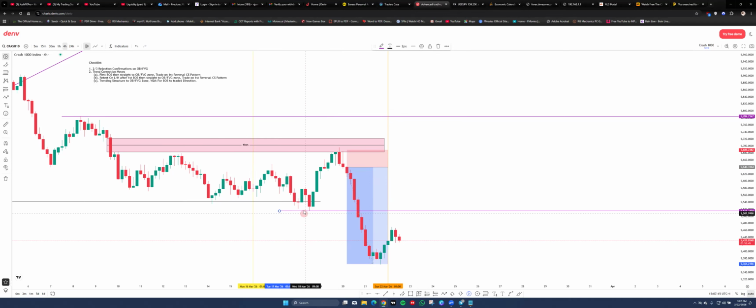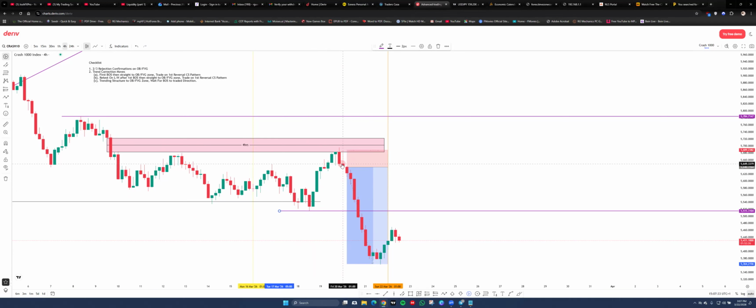You know what I mean? After it breaks the structure, it usually starts trending. Without trending, it just went straight to the order block zone, or fair value gap zone rather, and closed there and printed a candlestick reversal pattern.